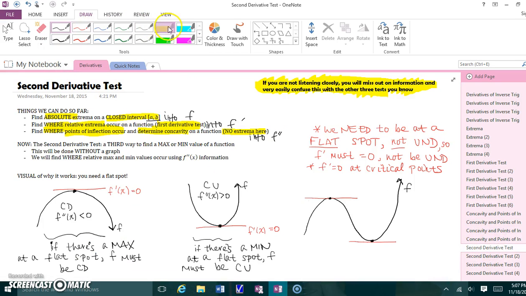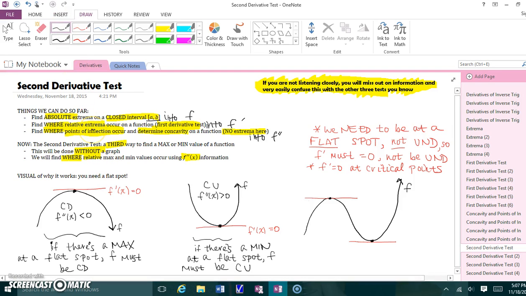We're now going to find a third way to find a max or min value, and that's going to be done using the second derivative information. So it makes sense that we'll be plugging into the second derivative. As always, our goal is to do this without a graph, only using second derivative info, and we want to know where relative max and min values occur, not absolute, just relative.